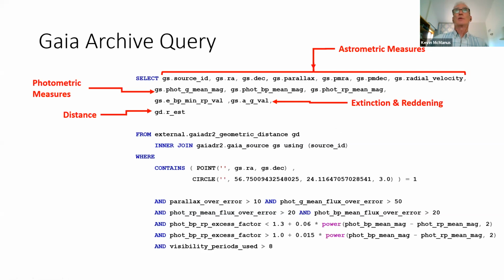We're also going to get, but not use, extinction and reddening parameters. And we're also going to get the distance of the object away from us. And so that's what we're going to get back.